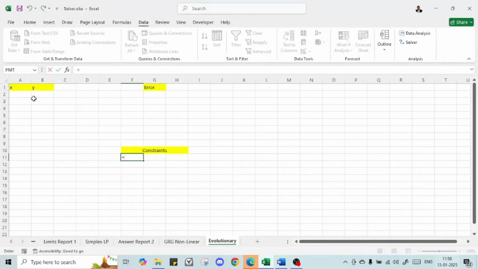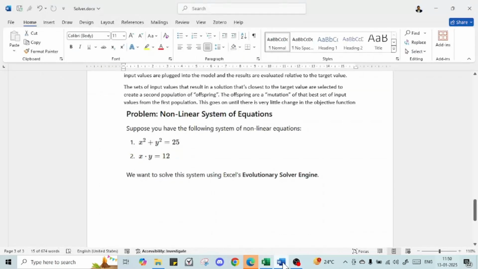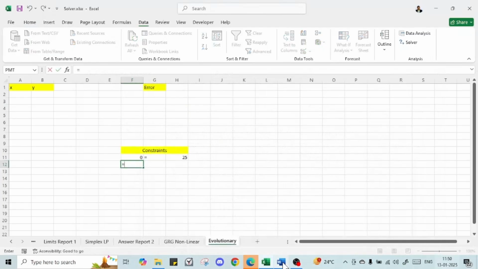So here we write x square plus y square should be equal to 25. And there is also one more constraint: x into y equals 12. These are the constraints which we have.